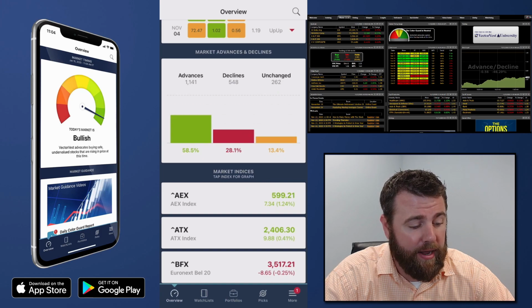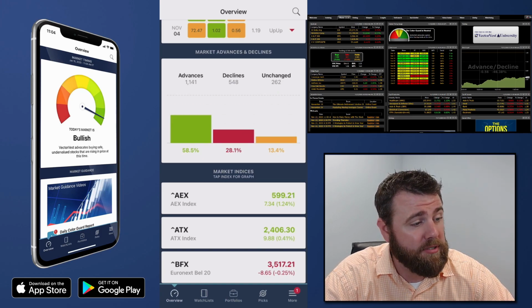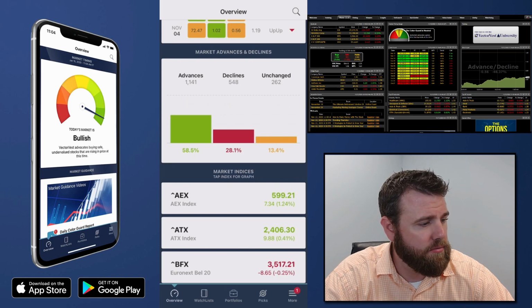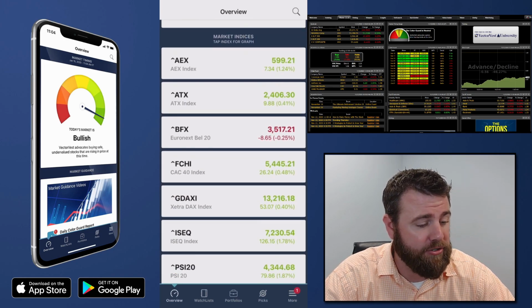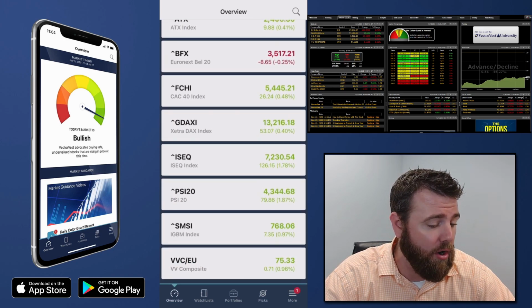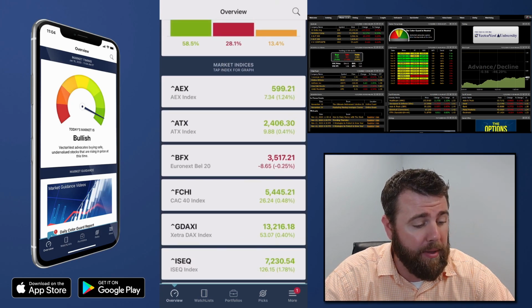Looking at the advanced declines, we're sitting at 59% of stocks moving higher, 28% of stocks moving lower. So just shy of that 2-to-1 bias that we'd like to see. Well, actually, just at that 2-to-1 bias. So we could have had a good buying day potentially. But then we look at the major indices. We can see majority of them were all in the green. Only one was the BFX or the Euronext Belgium.